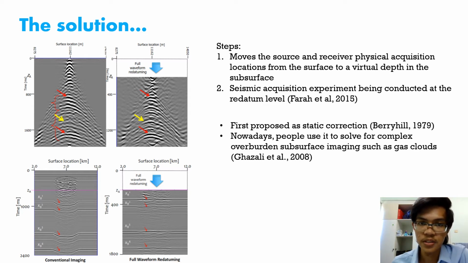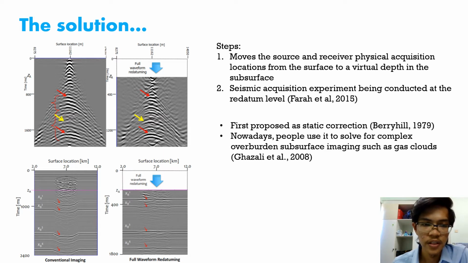This method isn't new, because it was first proposed by Barry Hill in 1979 as static correction. But nowadays, people have found other uses for it, especially in solving complex overburden subsurface imaging.